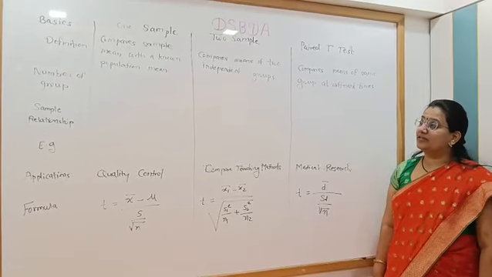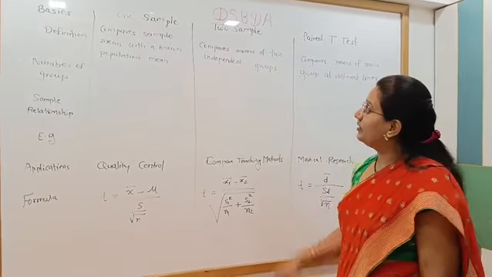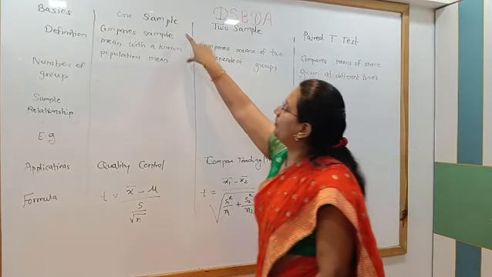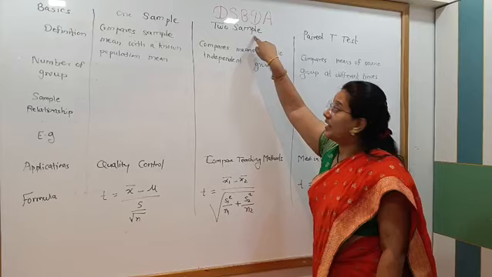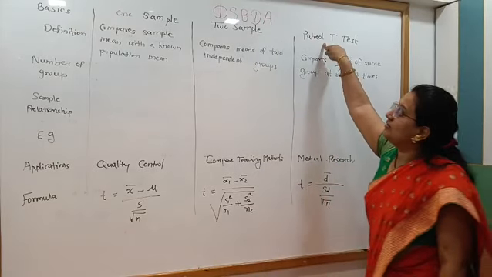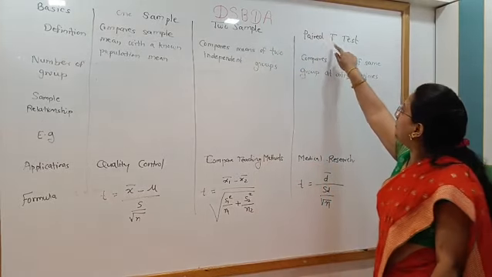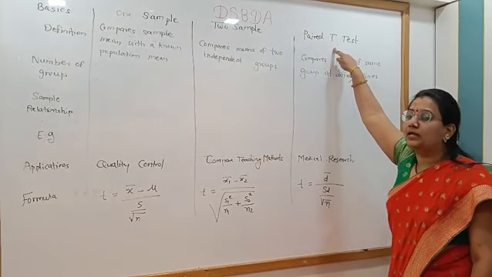Hello friends, today we learn the difference between different types of t-test. As we know, there are three types of t-test: one sample t-test, two sample t-test, and the paired t-test. The two sample test is also called the independent test, and the paired t-test is also called the dependent test.